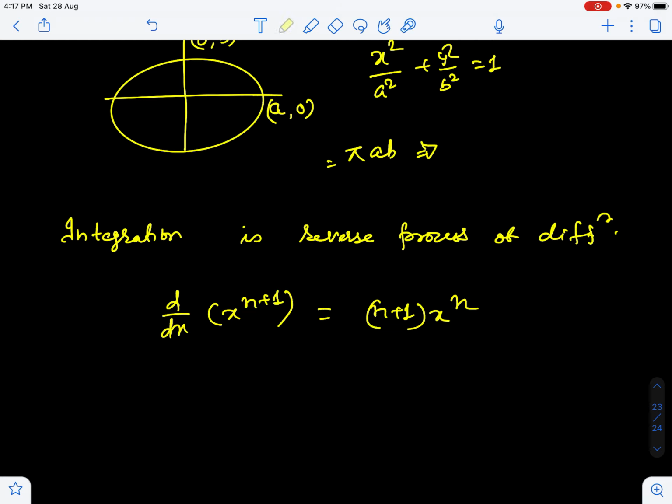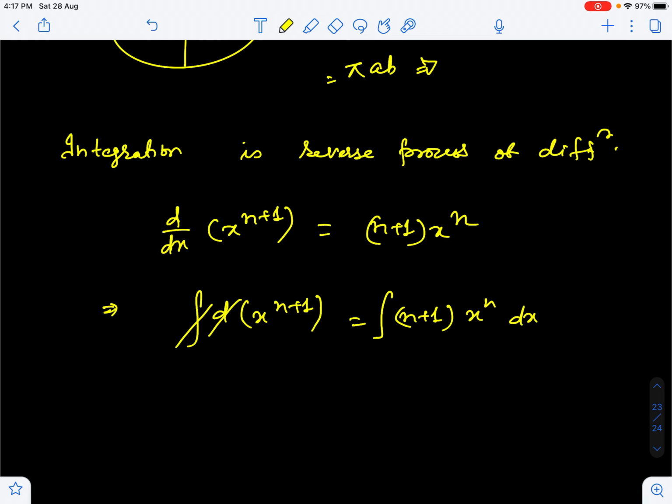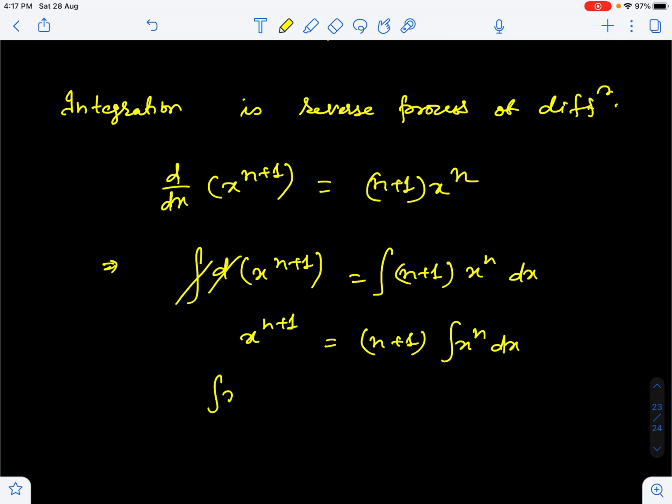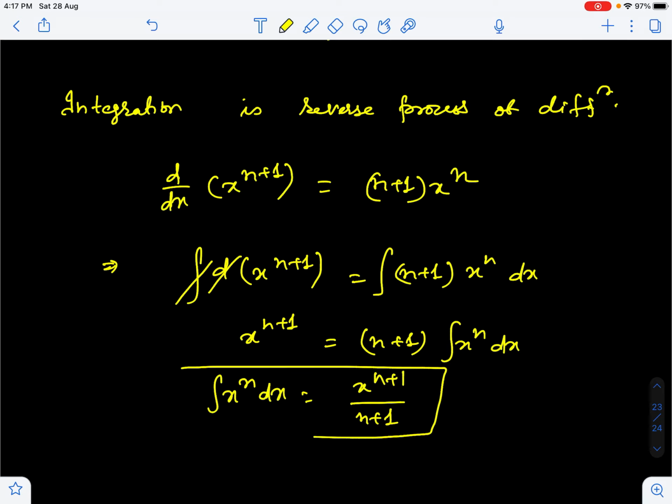Now can I say that I can write d of x to the power n plus 1 is equal to n plus 1 x to the power n dx. Now if I am integrating both sides, integration and differentiation, being reverse processes, cancel each other out. So this is x to the power n plus 1. N plus 1 I will take outside. This is the integration of x to the power n dx. So you can say that the integration of x to the power n dx is nothing but x to the power n plus 1 upon n plus 1. So this is the first formula of integration which everyone is required to understand.